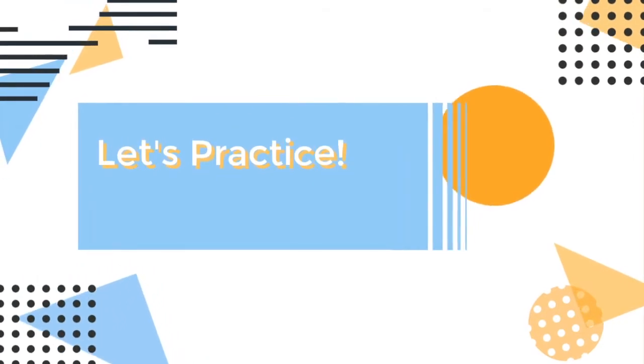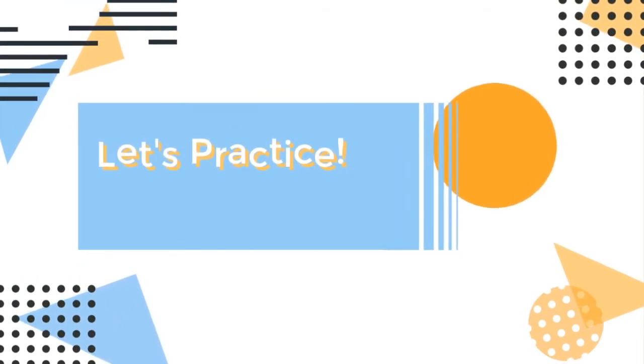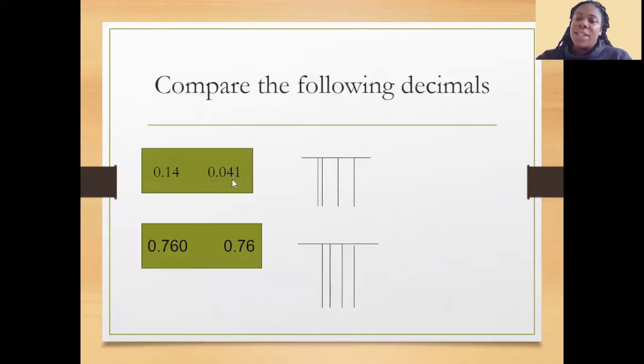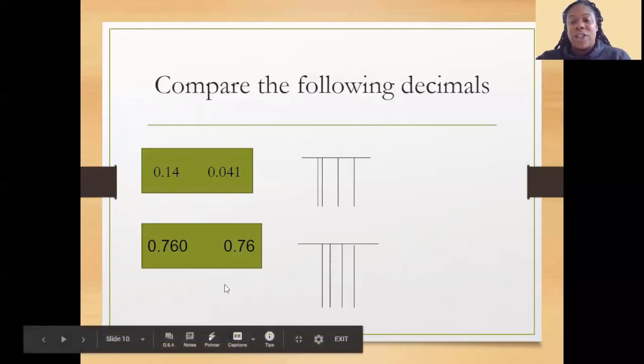Now you know what time it is. It's time to practice. Compare the following decimals: 14 hundredths to 41 thousandths, 760 thousandths to 76 hundredths. I'll give you a minute to try to figure out the answer on your own, and I'll be right back to help out.